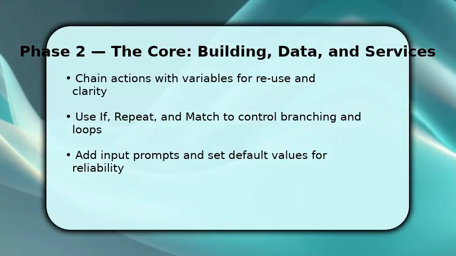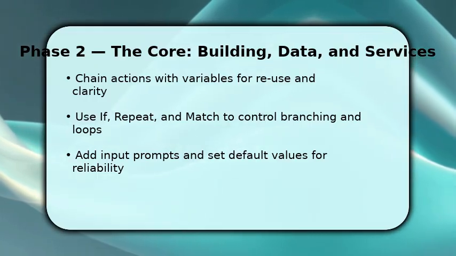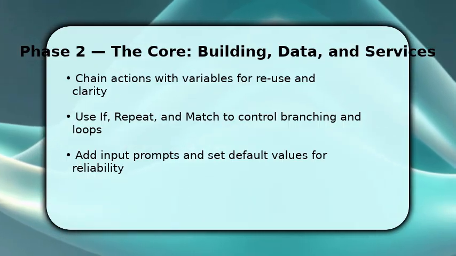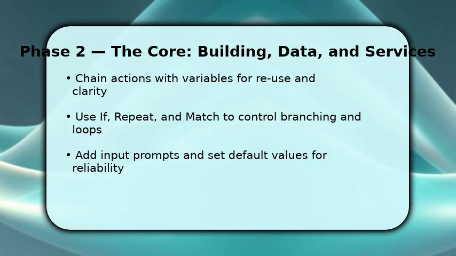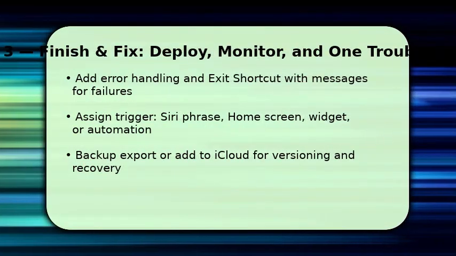Also insert ask for input actions with sensible defaults to prevent failures. Once actions are linked, run the shortcut step-by-step to verify outputs and adjust data types or parsing until results are correct. Finish by polishing and testing the whole shortcut end-to-end.